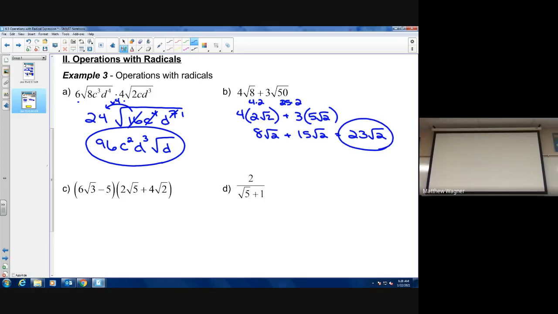Remember, the only way you can combine radicals is if they're the same. If I had something like 3 root 5 plus 2 root 7, those are not the same. That would be your answer. You can't simplify this and say, you know what, you have 5 root 12. That is not how it works. Okay.